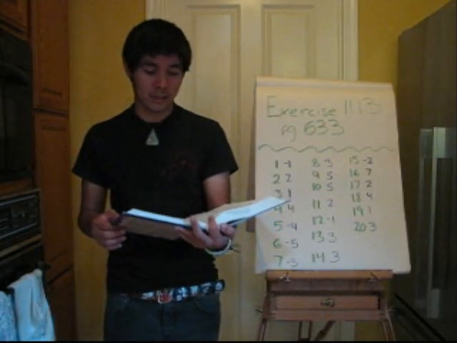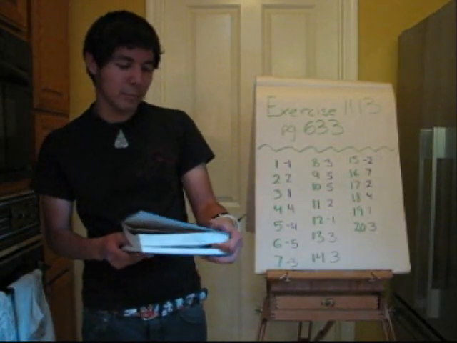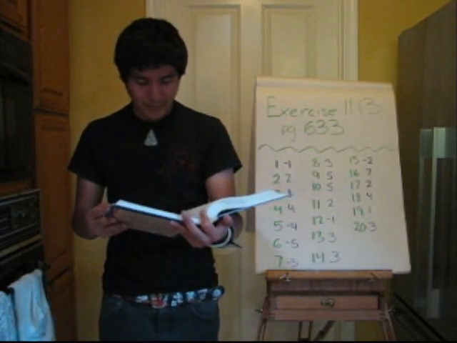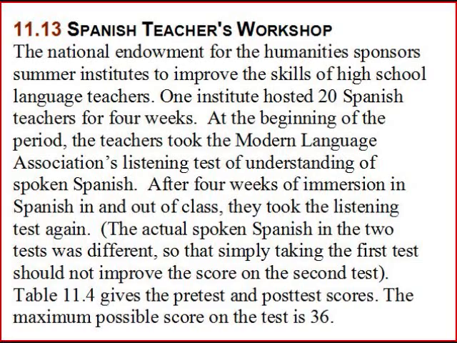Okay, now to explain a one sample t-test, we're going to use exercise 11.13 off of page 633 from The Practice of Statistics. It is about a Spanish teacher's workshop. The National Endowment for the Humanities sponsors summer institutes to improve the skills of high school language teachers. One institute hosted 20 Spanish teachers for 4 weeks. At the beginning of the studying period, the teachers took the Modern Language Association's listening test of understanding of spoken Spanish. After 4 weeks of immersion in Spanish in and out of class, they took the listening test again.